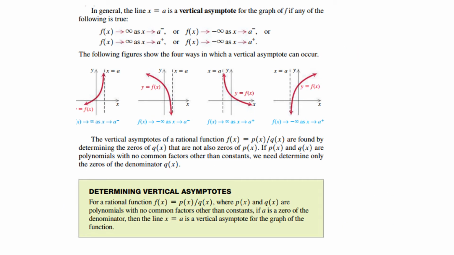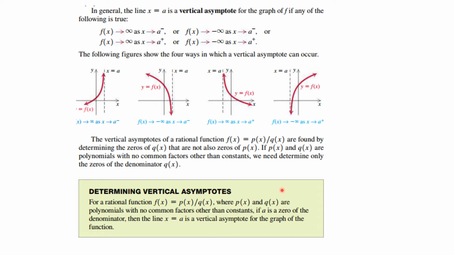We have names for this. In general, the line x equal a, that's where it's not defined, is called a vertical asymptote for the function if any of the following things are true. So f of x goes to infinity or minus infinity as you approach those values. And you can see that these are the behaviors that happen at x equal a whenever there's a vertical asymptote, one of these four. Now, to determine the vertical asymptotes of a rational function, you determine the zeros of the denominator that are not zeros of the numerator. So if they have no common zeros, it's just the zeros of the denominator.